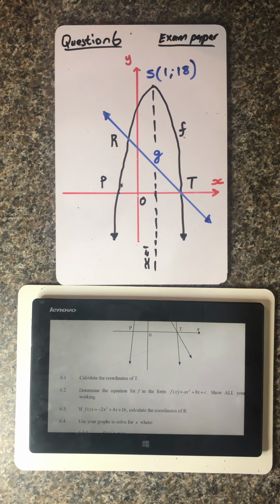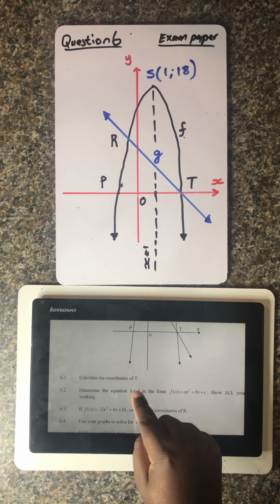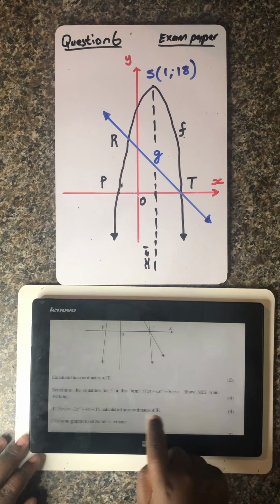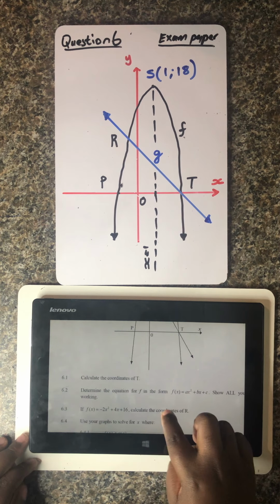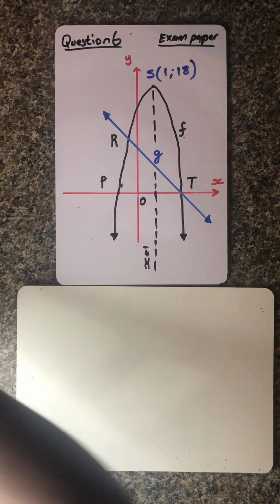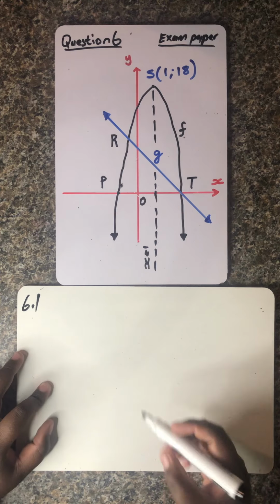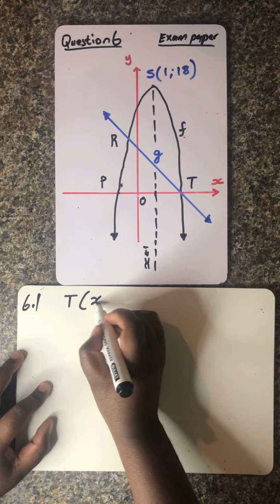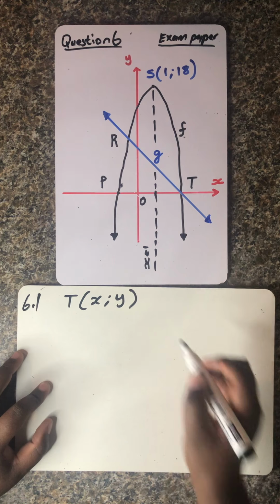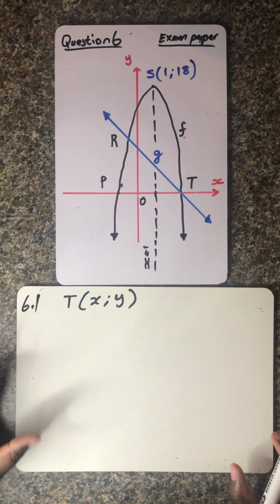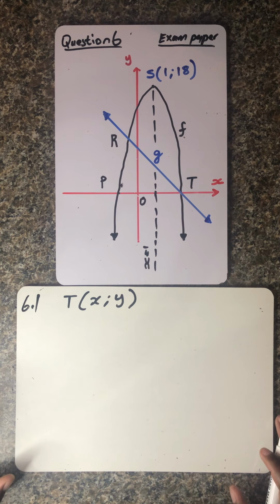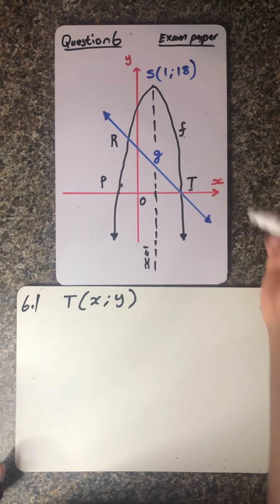The first question says, calculate the coordinates of T. And this question is allocated 2 marks. Guys, let's not waste too much of our time. This question is 6.1 and they want you to calculate the coordinates of T. Very, very much important. At all times, especially when they want you to calculate the coordinates, you need to ask yourself, between these two graphs, which graph touches that point T?